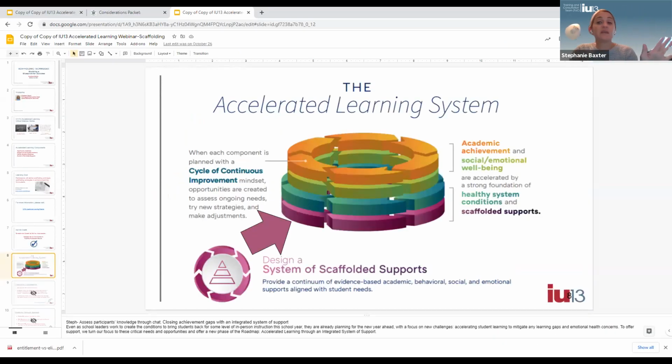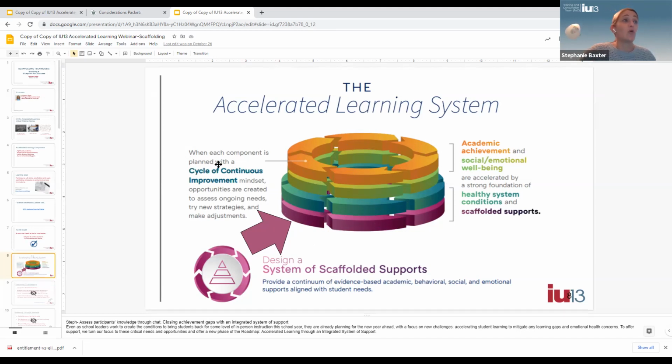So you can see, hopefully you're seeing the accelerated learning system picture. This is the whole graphic for the accelerated learning system. And you can see I added in my little arrow here to show that that is where this section of the webinars is occurring, at the system of scaffolded supports. And we have the other discs, I guess, or rings that you could call them. And these are each of those components.